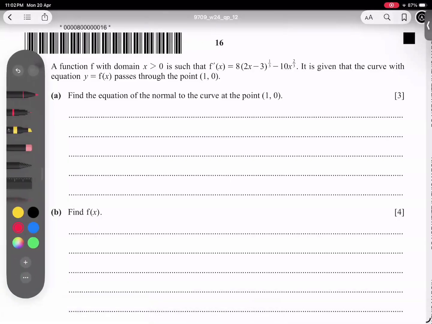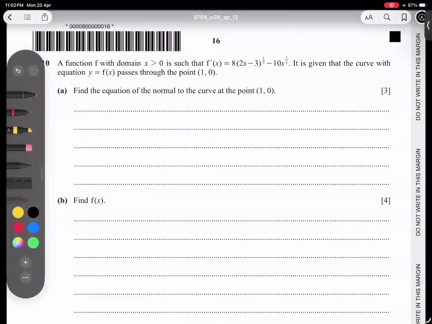Question number 10, students. We have the domain x is more than 0, and the derivative is given, and the curve equation passes through (1, 0). So find the equation of the normal when the point is given.